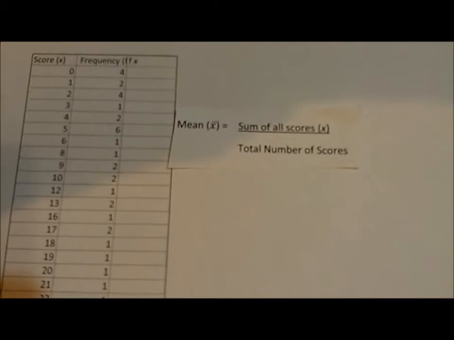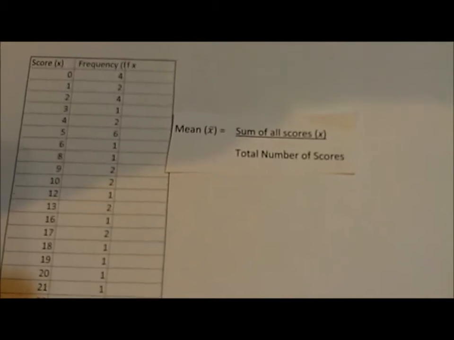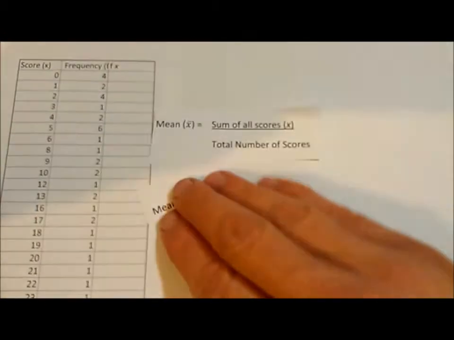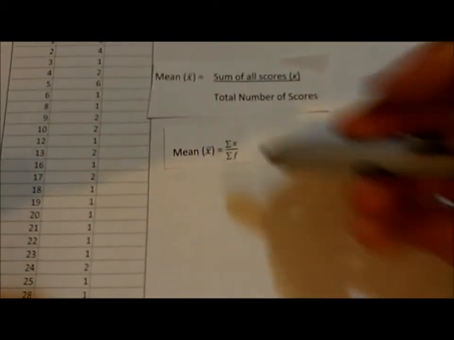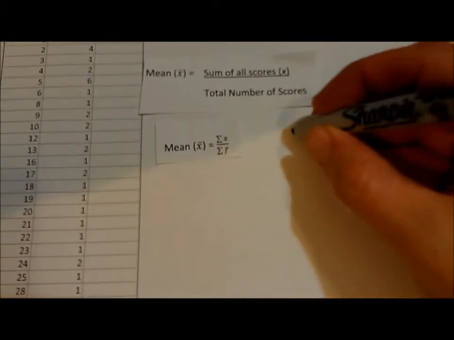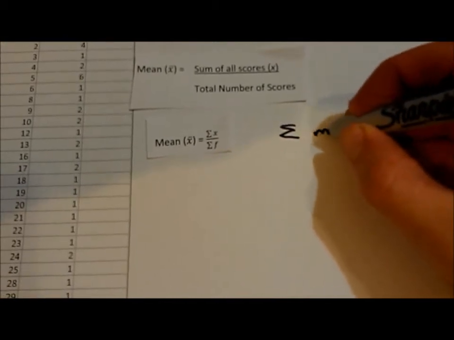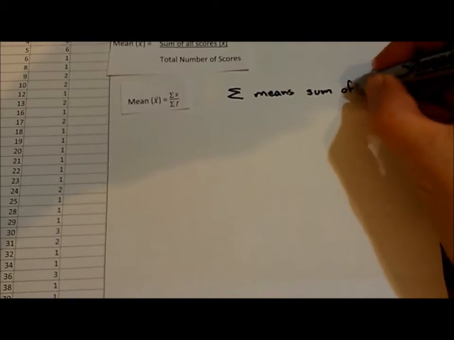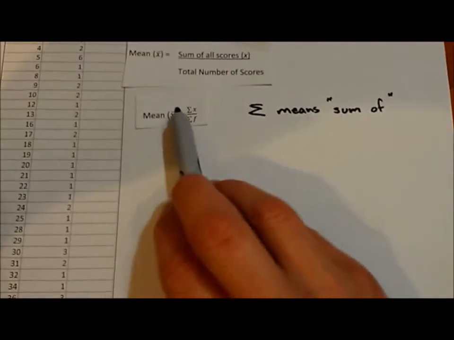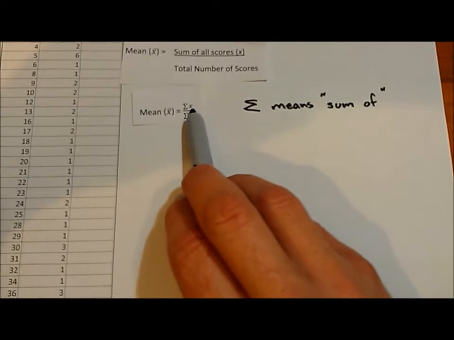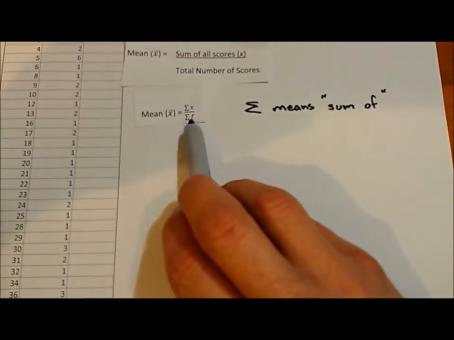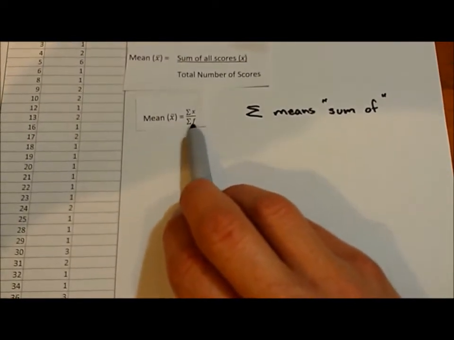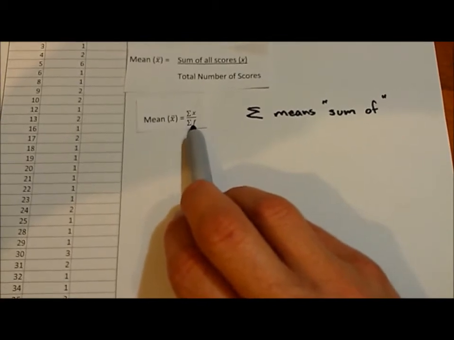So the mean, as we've said, is the sum of all the scores divided by the number of scores. Now that can be written in symbols like this. And this little symbol here, sigma, actually means, in this context, sum of. So when you see it written like this, it's saying the sum of X, where X is the scores, over the sum of the frequency, where that frequency is how many times each score occurs.